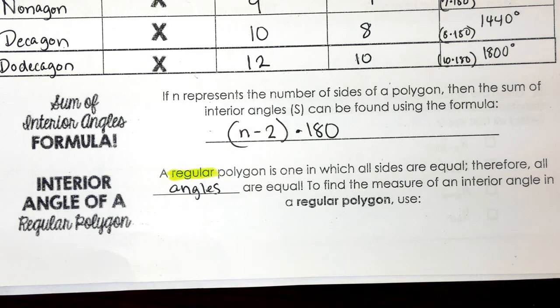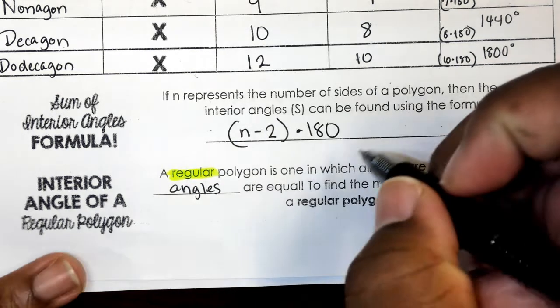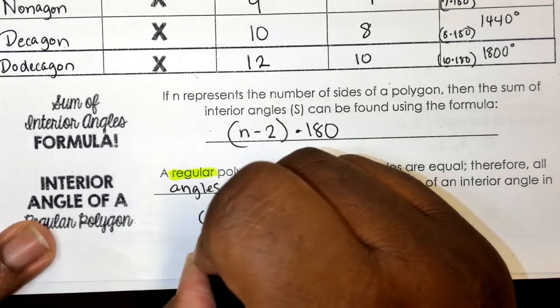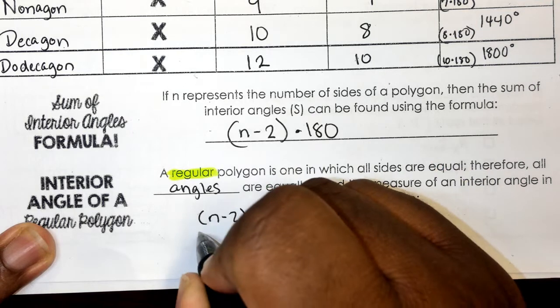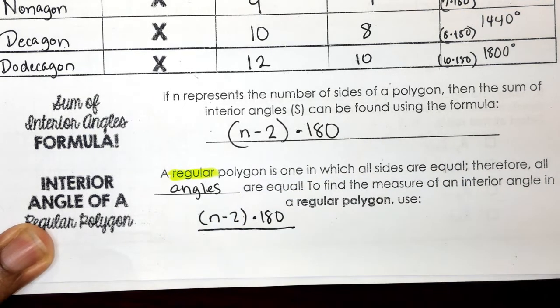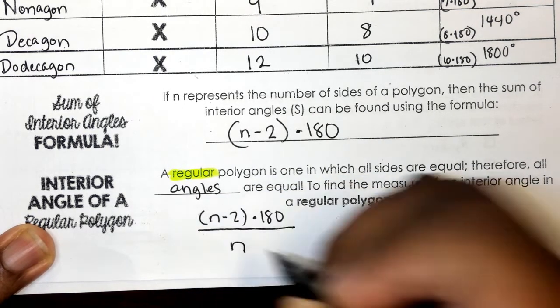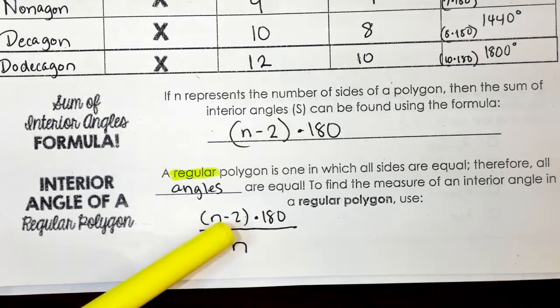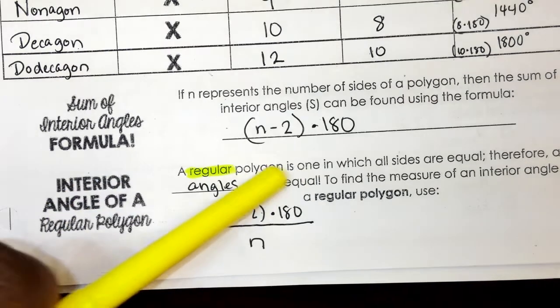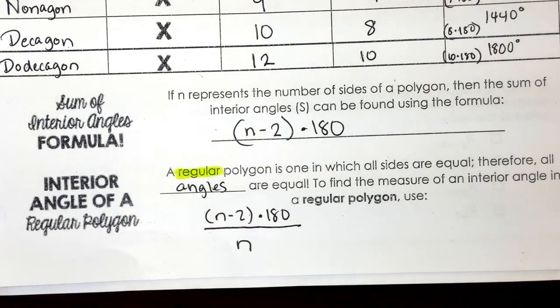To find the measure of the interior angles in a regular polygon, use the formula. So first we're going to find the sum by doing n minus 2 times 180. But then we want to know what each individual angle equals, so we need to divide that by the number of sides, n. So it's n minus 2 times 180 divided by n. That's the extra piece you have to do to find each individual angle on a regular polygon. You can only do this on a regular one though, because all the angles have to be the same.